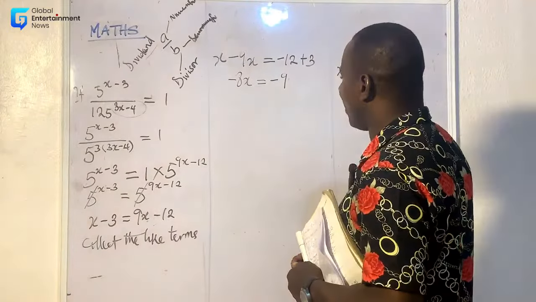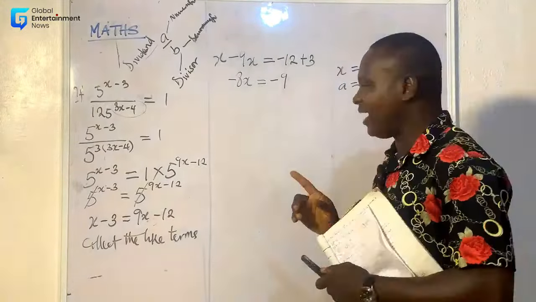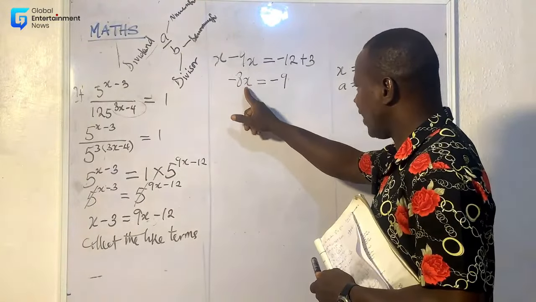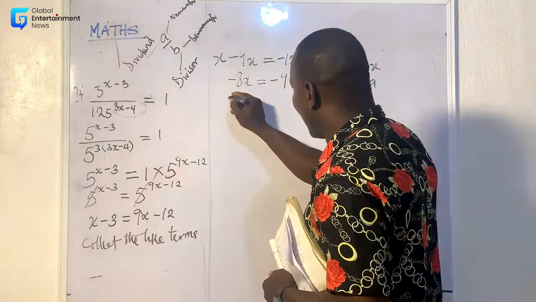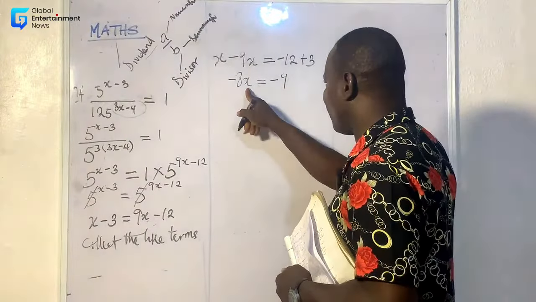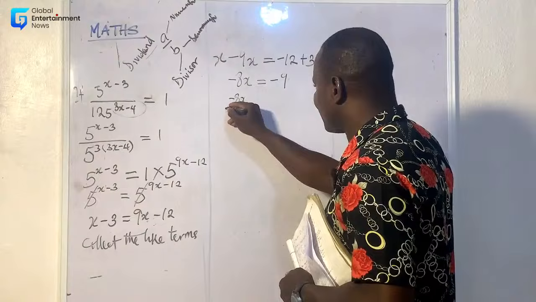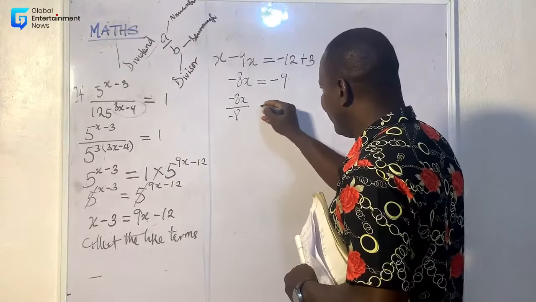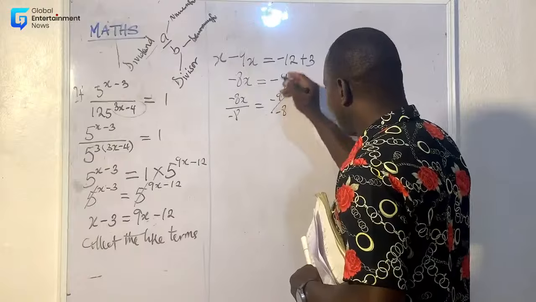So what do we do now? We are looking for x. Remember, we are looking for x. Now, what do we do? What is the coefficient of x here? Minus 8. So we now divide both sides by the coefficient of x, which is minus 8. So minus 8x over minus 8 is equal to minus 9 over minus 8.